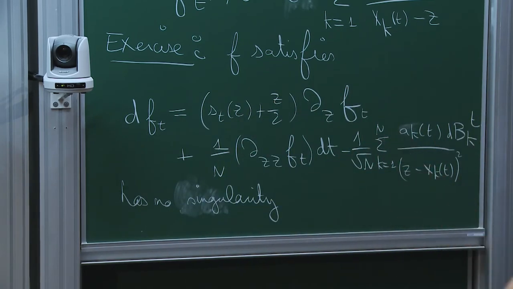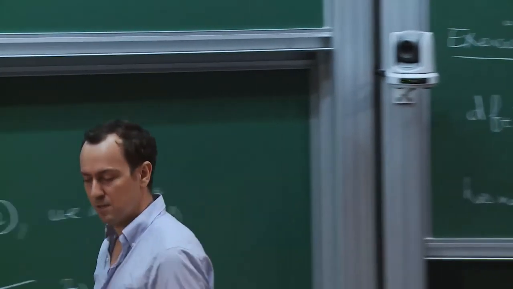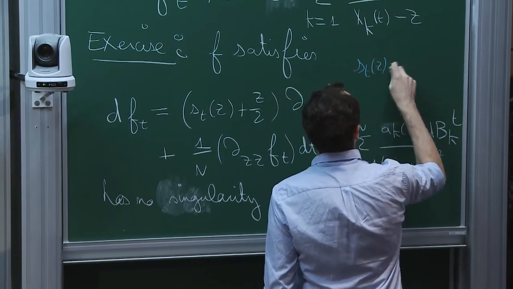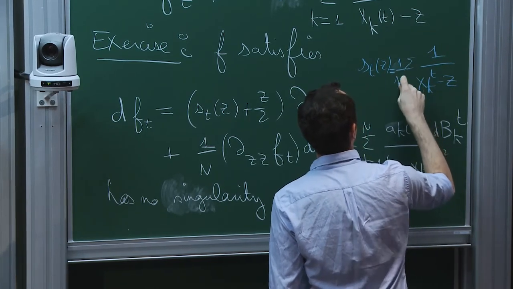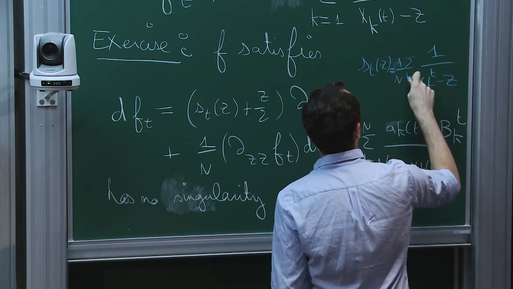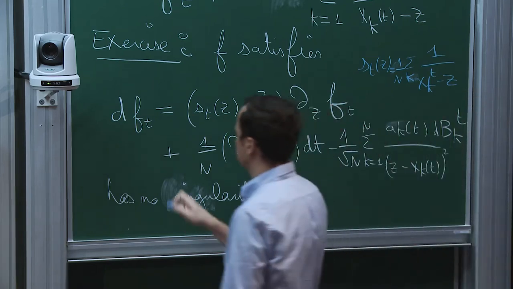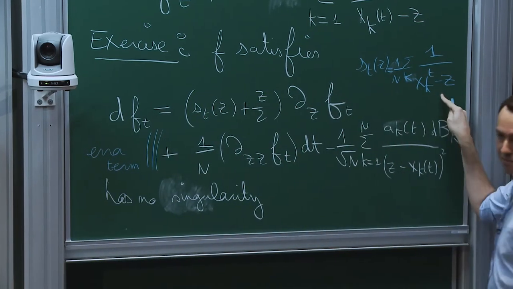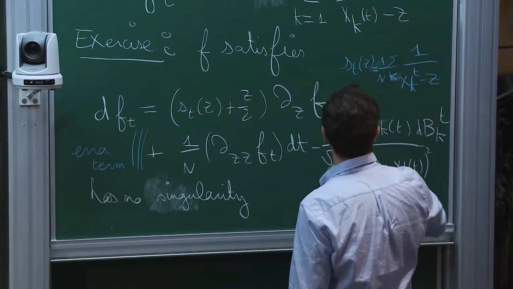No singularity. Now, how should we understand this equation? We should understand that the second line is just error term, and the first one is the dominant term. So S_t is a Stieltjes transform. S always stands for the Stieltjes transform. So S_t here, that's my sum of 1 over x_k(t) minus z with a 1 over n. Okay, that's my Stieltjes transform. And what we will see is that all of this is just error term. And S_t is a Stieltjes transform of somehow a Wigner matrix. So we expect that it's very close to the limiting Stieltjes transform of the local law. So S_t is supposed to be about m(z).